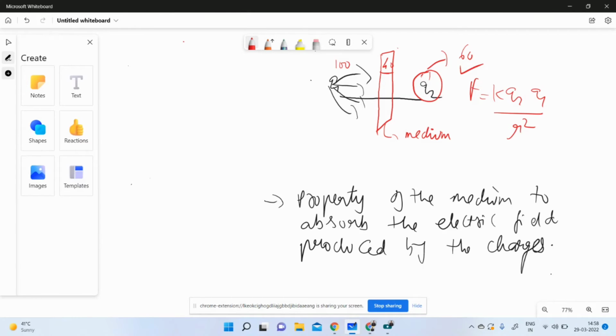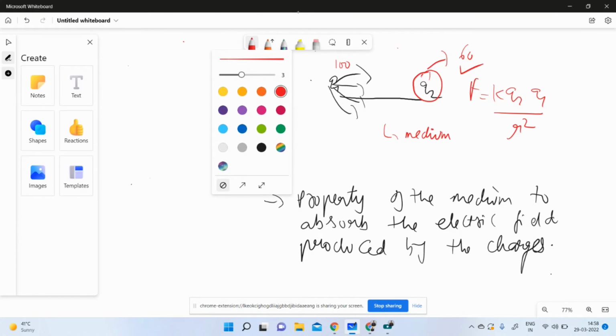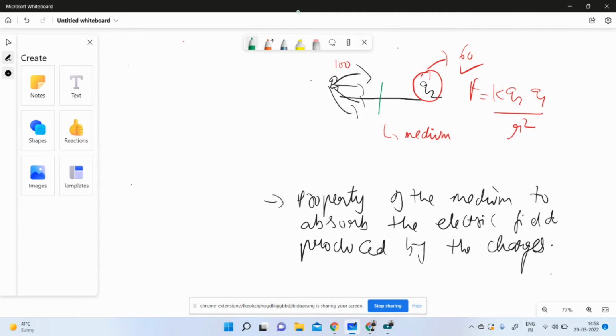Okay, clear students? Suppose I replace it by another medium, say this is another medium. Let us say it is absorbing 70 field lines. Now Q2 will experience a force because of only 30. So the permittivity is more, 70, and the force will be only because of these 30 electric field lines. Clear? So the more the permittivity, the less the force.